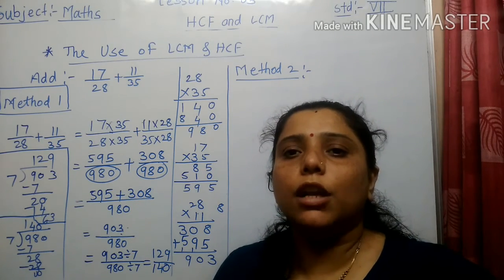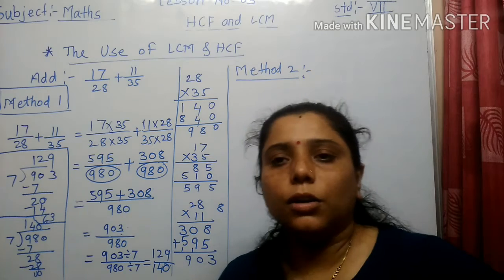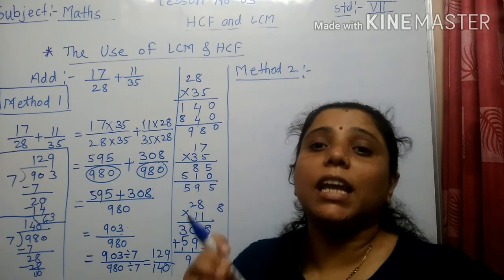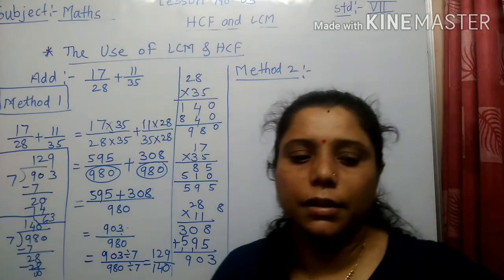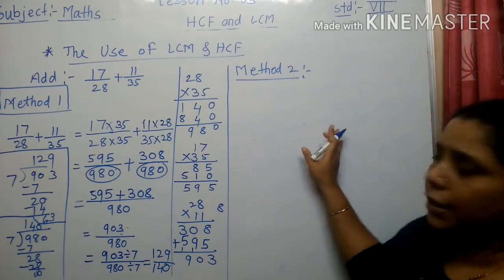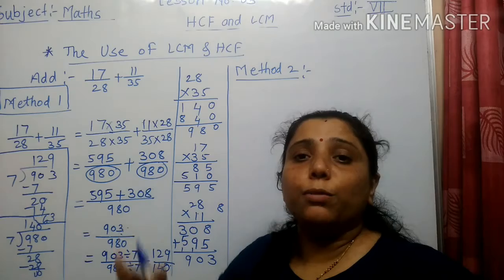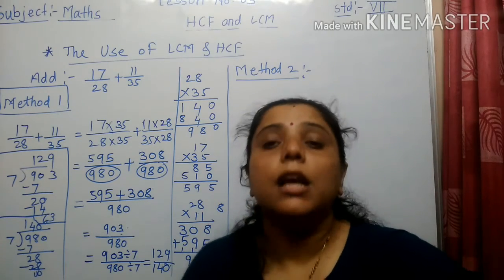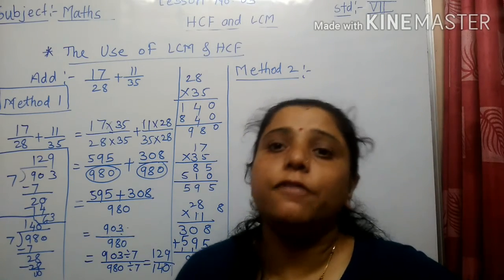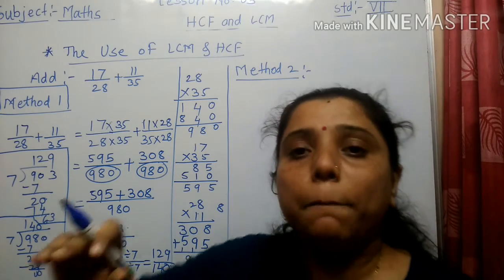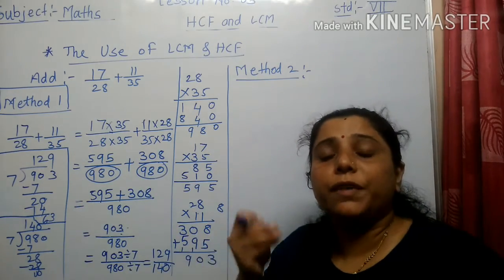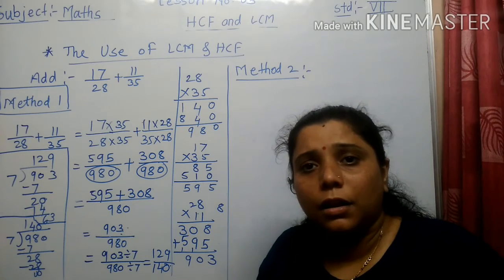Some students will use some other way. Now you have to tell me which is the easiest way. Now I am explaining the second method. What is the second method? For the second method, when you try to make the denominators equal, we will use the concept of LCM, because it is the least. From both the numbers, you have to find out the least common multiple.